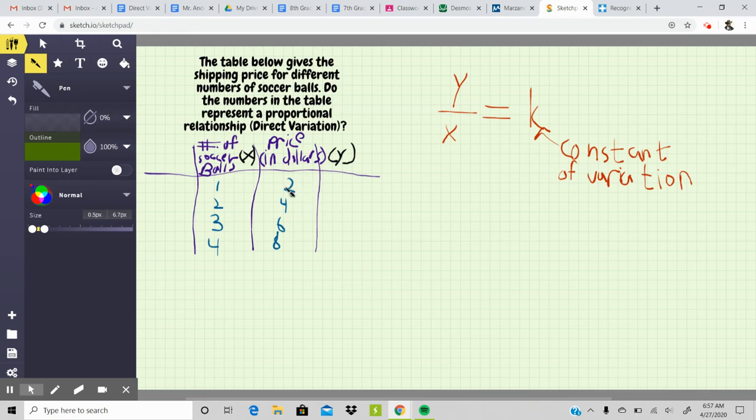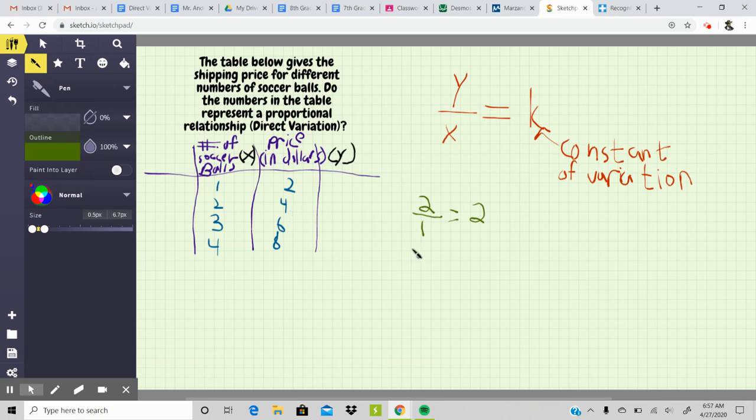So I'm going to first take my first y variable right here, 2 over, and then the x variable that is within that relationship is 1. When I have one soccer ball, the cost is $2. Or when my shipping price is $2, I have one soccer ball. And 2 divided by 1 is 2. Okay, then I'm just going to check it with the other three cases.